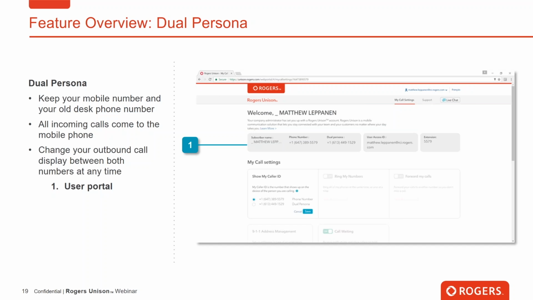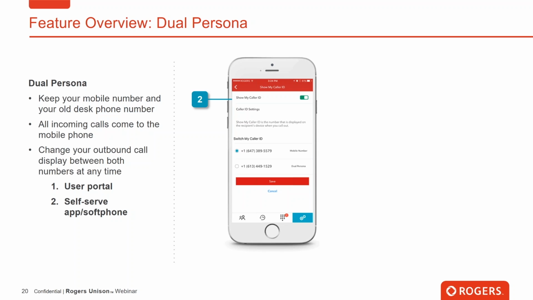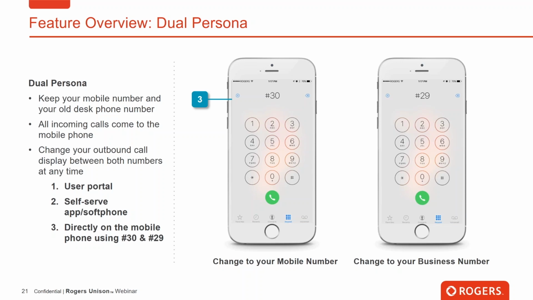You can also do it on the self-serve app, which is through the soft phone or on the desktop version of the soft phone. So here we have the show my caller ID, and I can toggle between my outbound call display between my mobile number and my dual persona number directly on the application, and that's desktop, tablet, or smartphone. Or I can also do it directly on my phone using a pound code. So I can change to my mobile number using pound 30 or change to my business phone number using pound 29. All I do is enter pound 30 and hit send, and I'll receive a prompt saying that my phone number has now been changed to a business phone number.